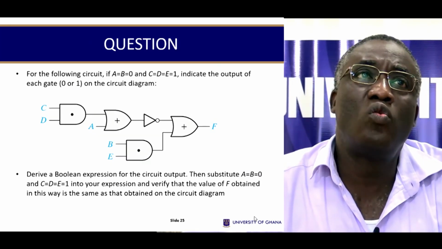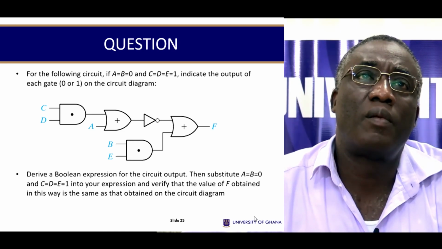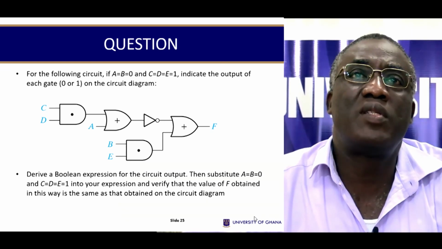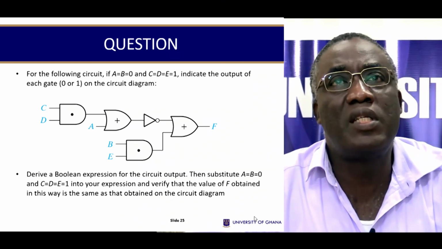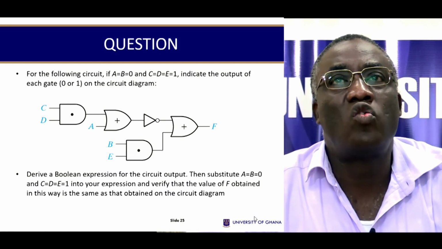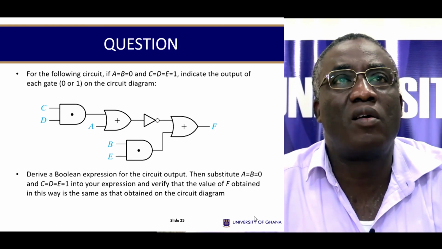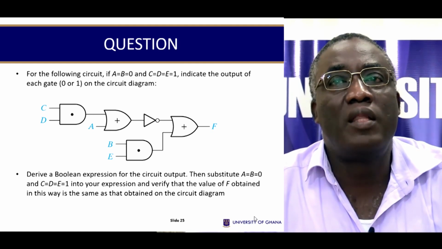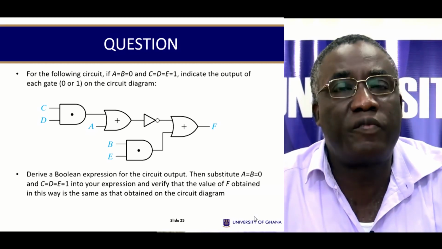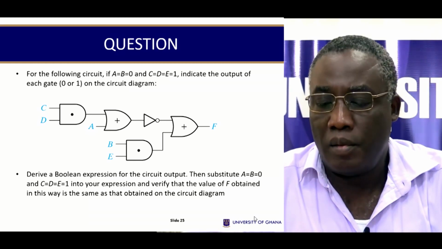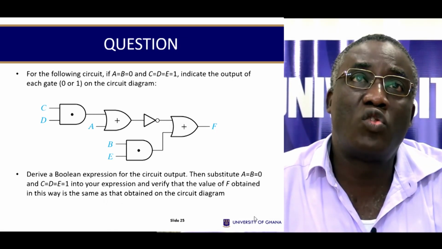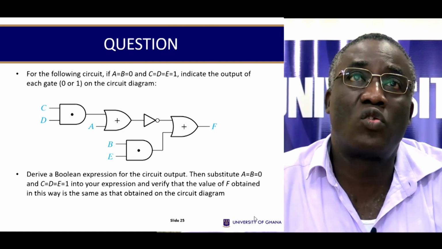As something for you to do, think of the following circuit. Given that A equals B equals 0, and C equals D equals E equals 1, write out the output of each gate on the diagram. And then also derive a Boolean expression for the circuit output. Then you can substitute the values to verify your answer. So that brings us to the end of this session. Attempt this question, and we'll continue in the next session to look at further issues on Boolean algebra.